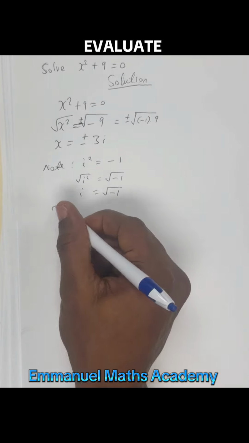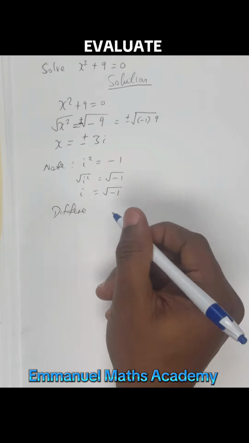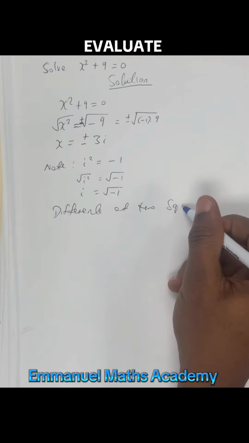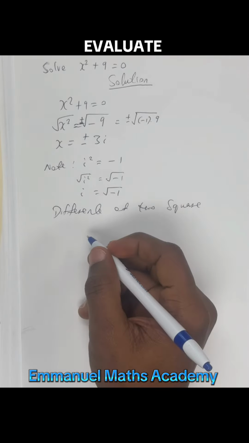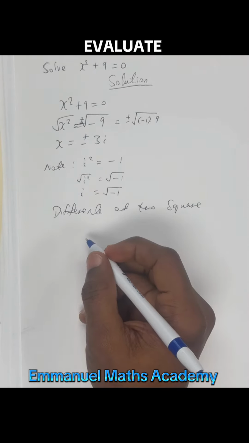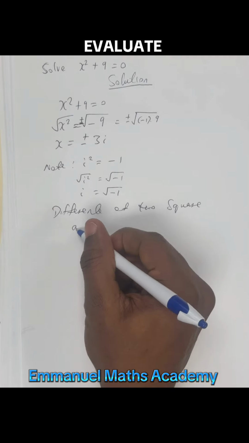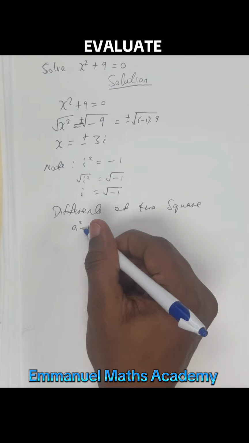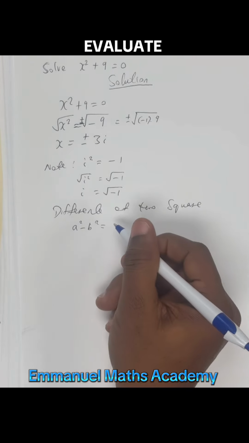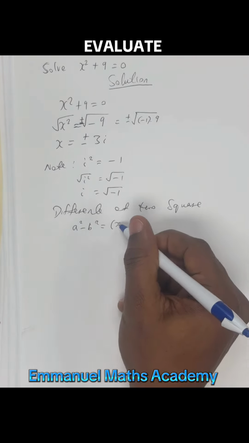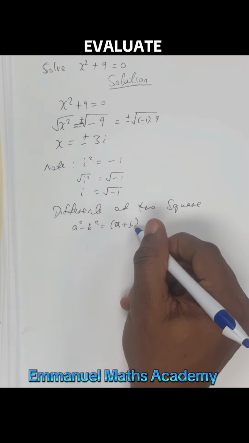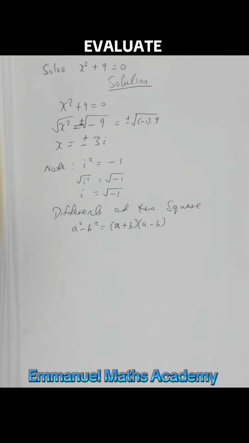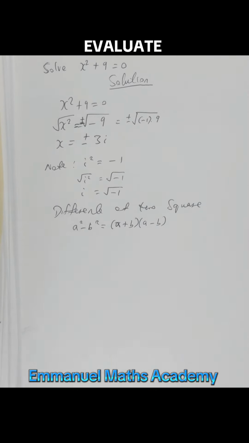Right? You can also solve this using another method called difference of two squares. So if you use a difference of two squares, this is basically saying that if you have maybe a squared minus b squared, this is the same thing as what? a plus b times a minus b, right?